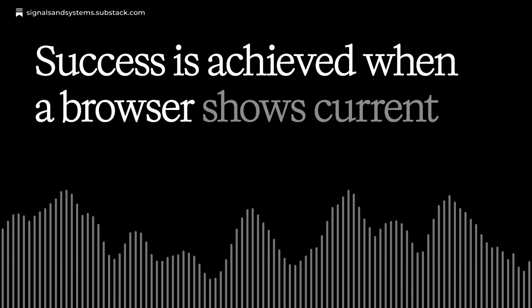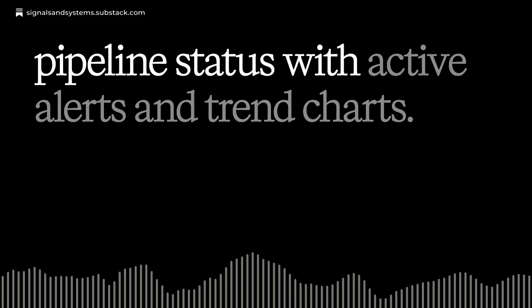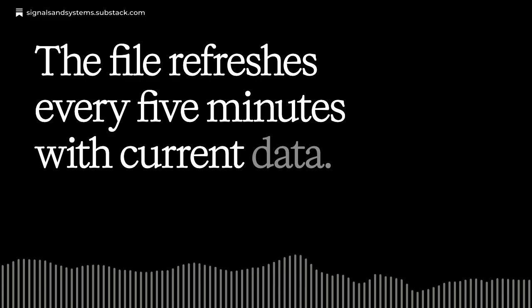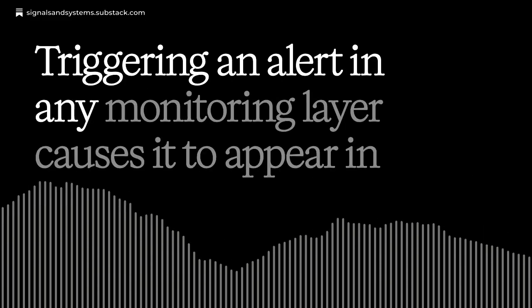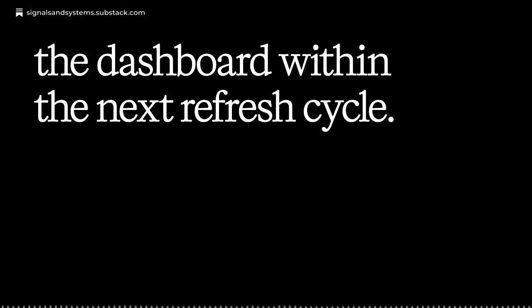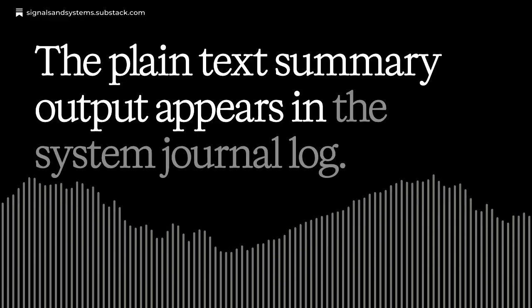Success is achieved when a browser shows current pipeline status with active alerts and trend charts. The file refreshes every 5 minutes with current data. Triggering an alert in any monitoring layer causes it to appear in the dashboard within the next refresh cycle. The plain text summary output appears in the system journal log.